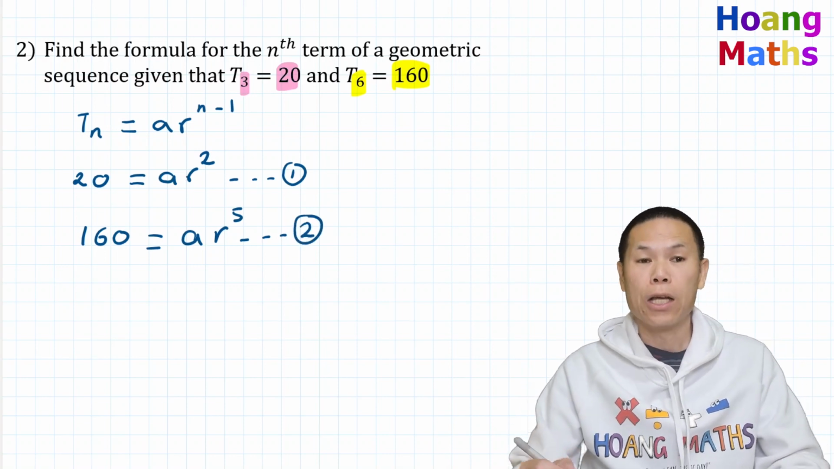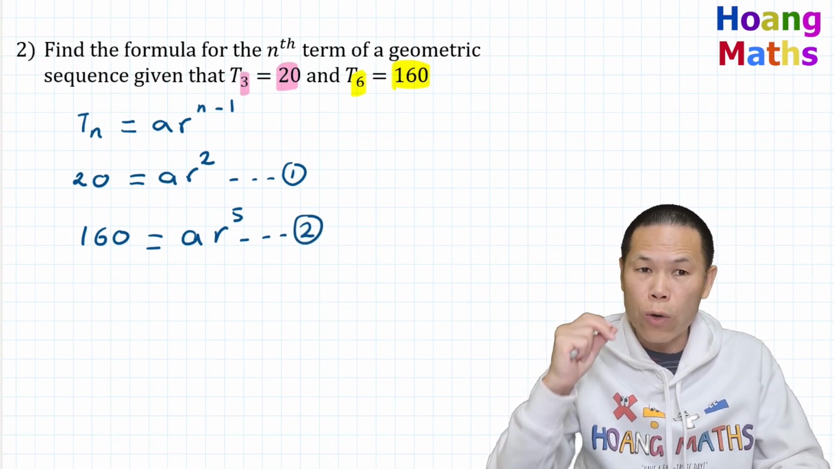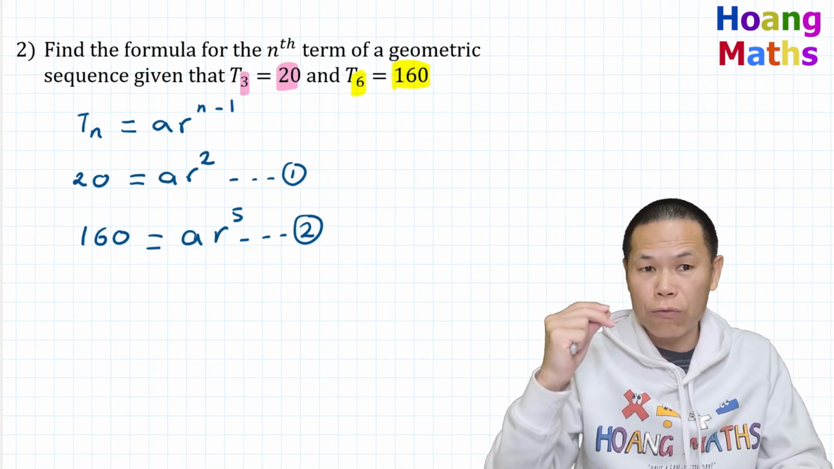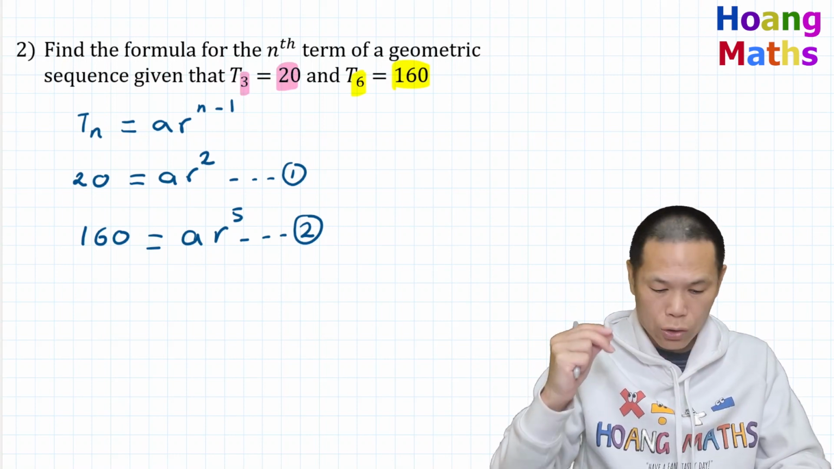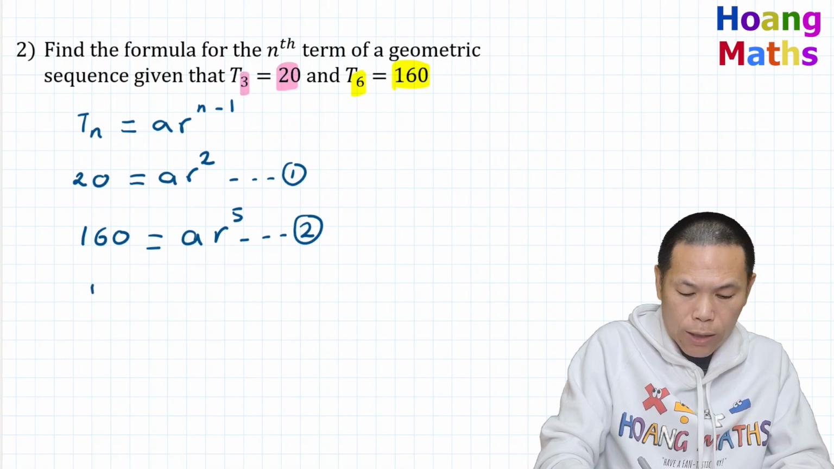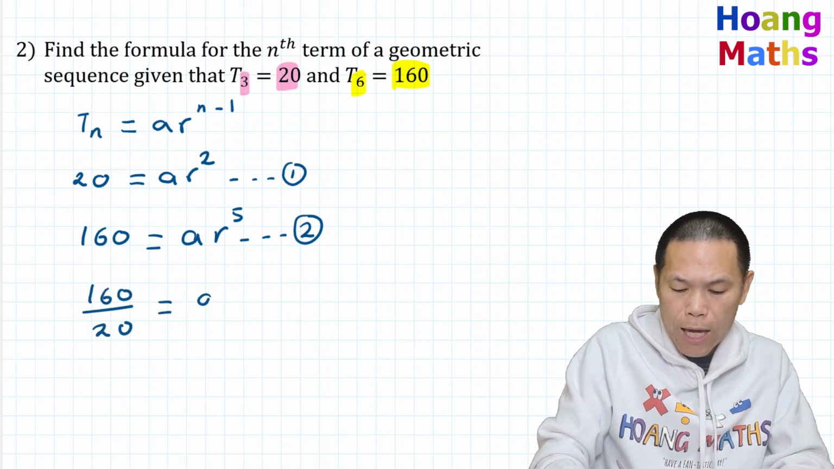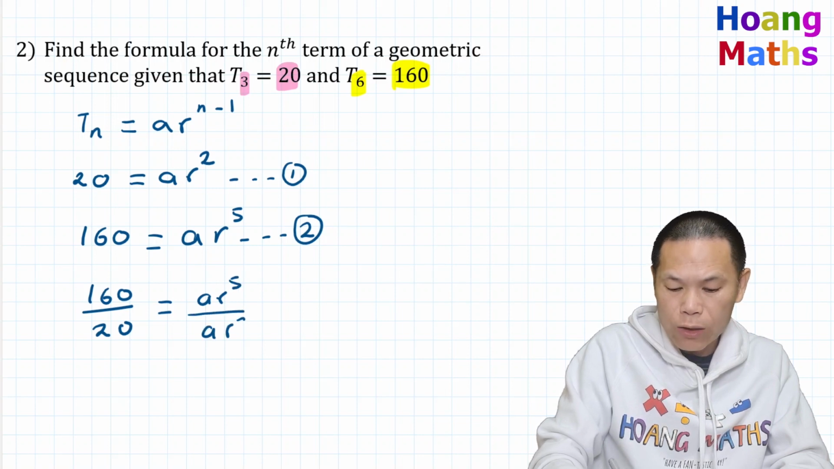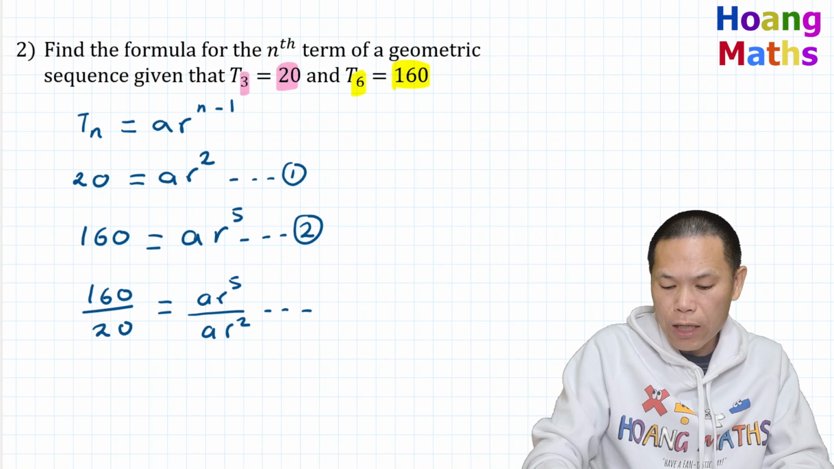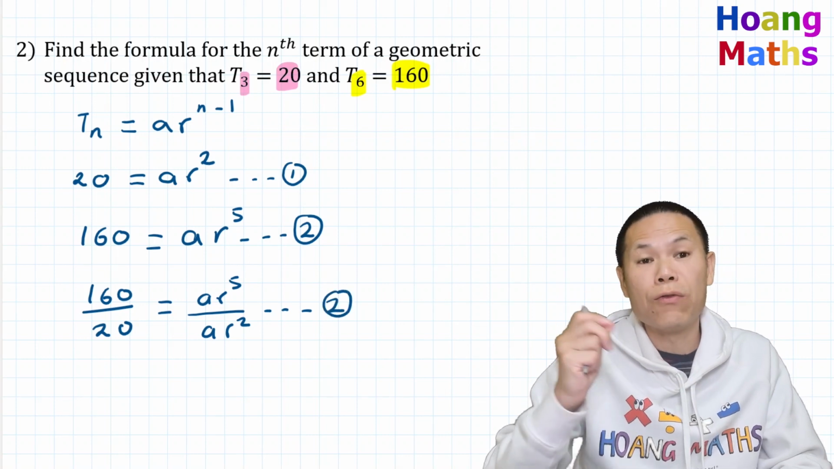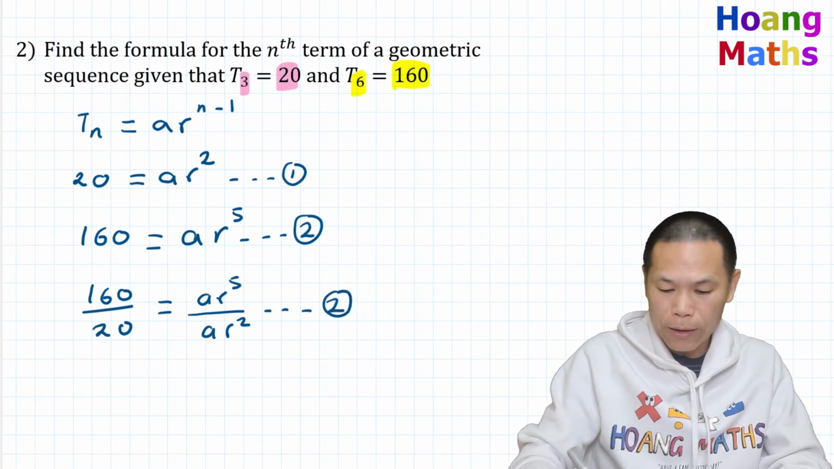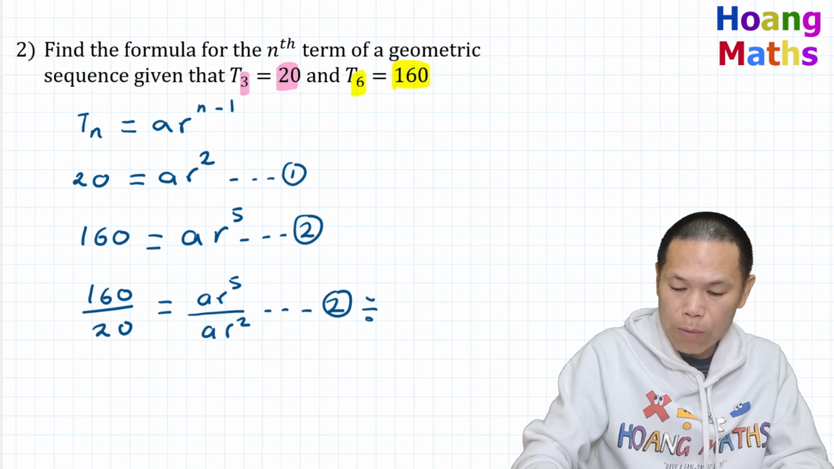That makes it easier. Now I use equation number 2 and divide it by equation number 1. This means that 160 over 20 will give me AR power of 5 divided by AR squared. This is equation number 2 divided by equation number 1.